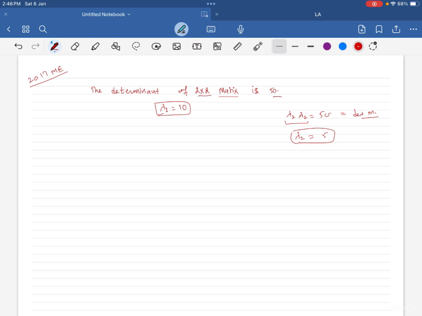And what we have to find is the other eigenvalue. So the other eigenvalue is 5. So the correct answer for this is 5, right? Okay, let's move to the next question.